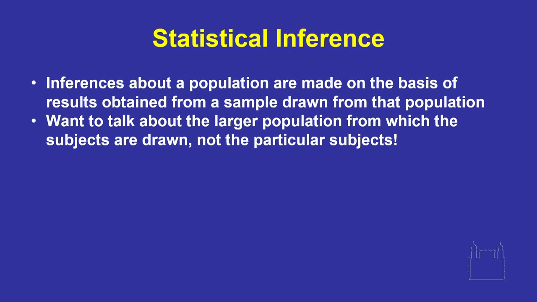So what is statistical inference? What's happening here? Inference is about the population. Inferences are about a population that are made on the basis of the results obtained from a sample drawn from that population. Why is this? Because that hospital in Ireland does not want to just find out how this diet works in its patients. We now want to take that information and extrapolate it to all women who might be at risk. So we want to talk about the larger population of subjects, not the particular subjects themselves. This is what I meant when I used the words statistical inference. So when are we using this hypothesis testing?